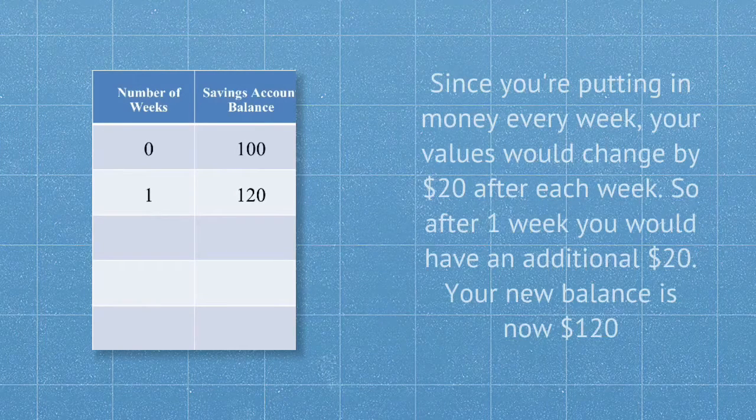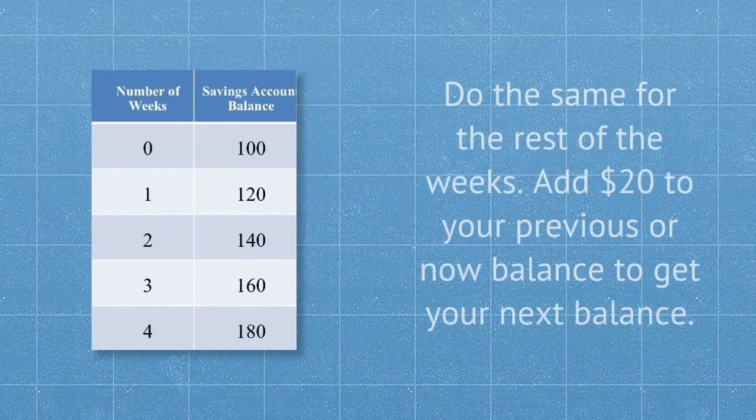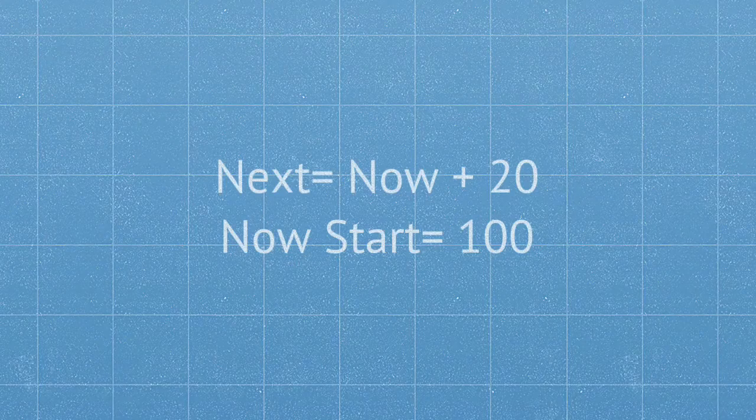So after 1 week, you would have an additional $20. Your new balance is now $120. Do the same for the rest of the weeks. Add $20 to your previous or now balance to get your next balance. Next equals now plus 20. Now start equals 100. These are the equations that relate to the previous example.